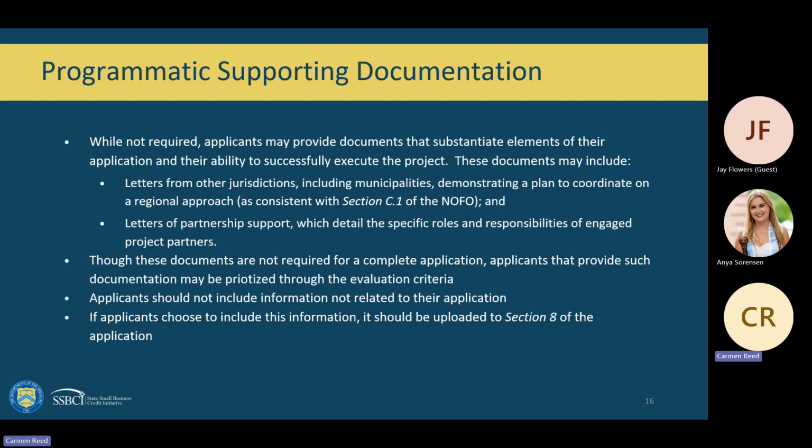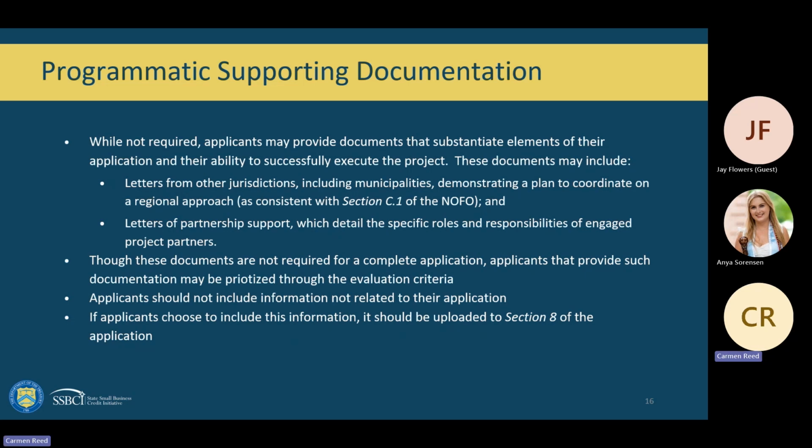Finally, applicants may provide documents that substantiate elements of their application and their ability to successfully execute the project. These documents may include letters from other jurisdictions demonstrating a plan to coordinate on a regional approach. You should see section C.1 of the NOFO for examples of how this might work.